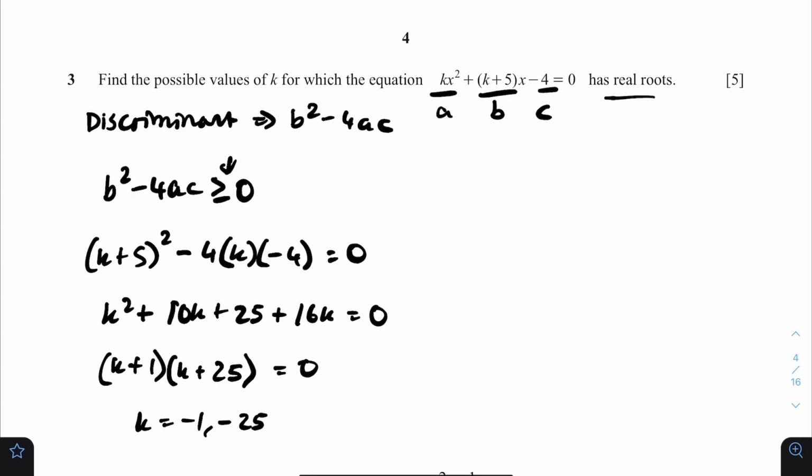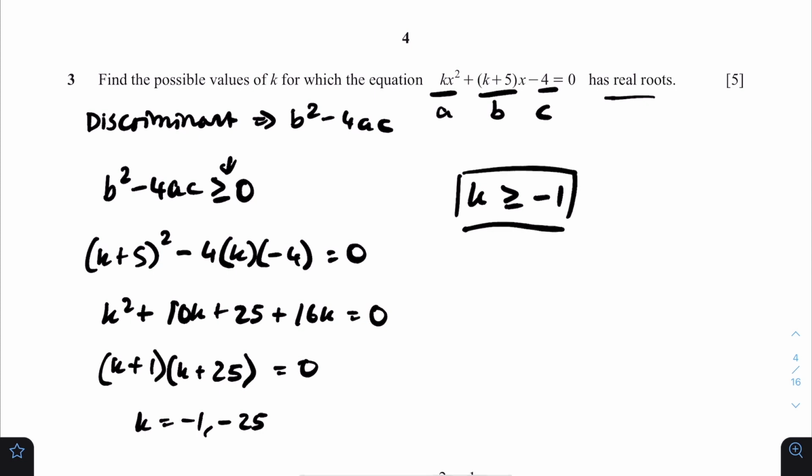Therefore, we have to figure out which way the signs go. So we know that k and negative 1 are related, but is it greater than or equal to negative 1 or less than or equal to negative 1? We can try a value on either side of k just to check. So let's try with k equals 0. So let's put 0 into this factored equation over here. We get 1 times 25, which is greater than 0. Therefore, k has to be greater than or equal to negative 1 in order for it to be greater than 0.